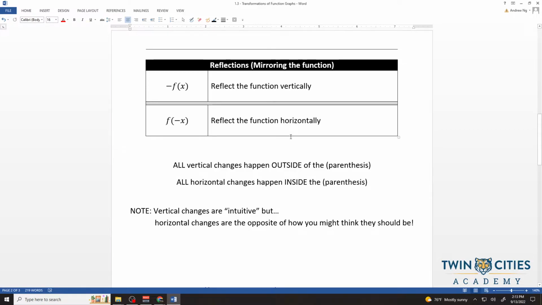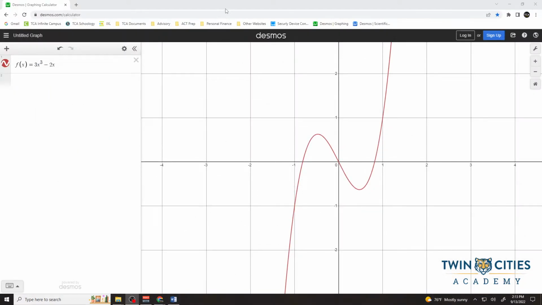So, quick notes here. All vertical changes happen outside of the parentheses. All horizontal changes happen on the inside of the parentheses, and the vertical changes are what you would think of intuitively. You kind of expect what would happen, but with horizontal changes, it's the opposite of what you would expect. So let's play around with this. Here's Desmos. I just put in a random function here.